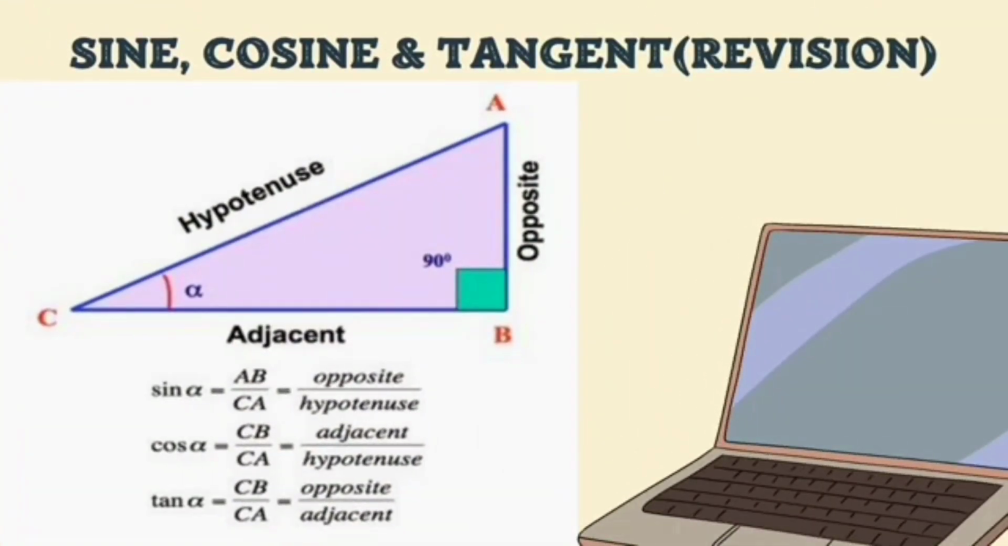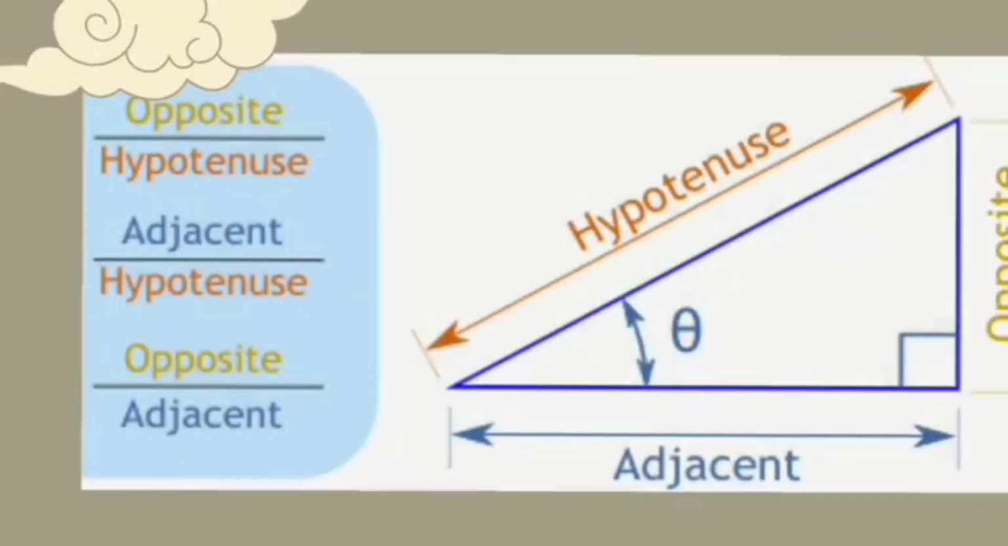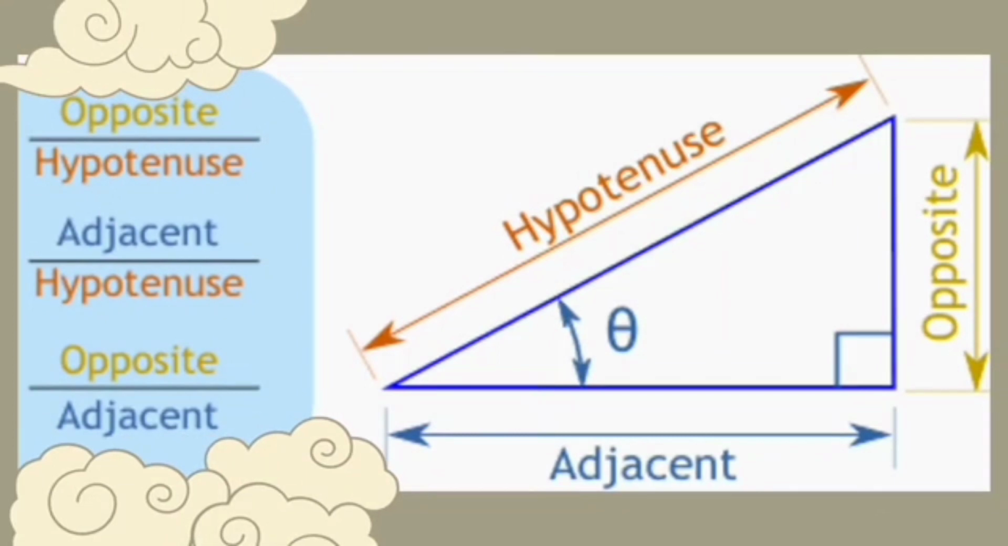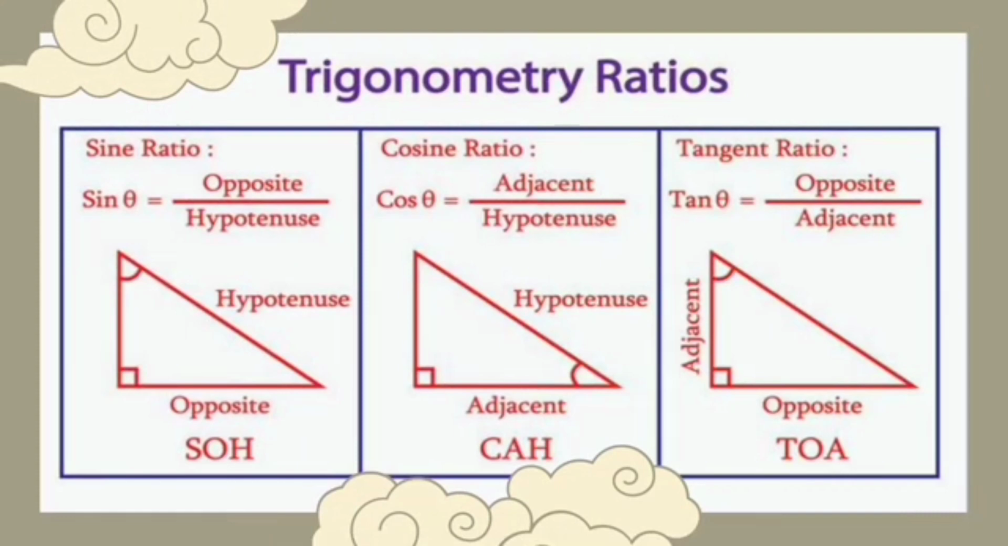Next, let's learn about the trigonometrical ratios. We have three major trigonometrical ratios, talking about the sines of angles, the cosines of angles, and the tangent of angles. Here are the formulas for the trigonometrical ratios. The sine of an angle is the opposite side divided by the hypotenuse. The cosine of an angle is the adjacent side divided by the hypotenuse, while the tangent of an angle is the opposite side divided by the adjacent side.